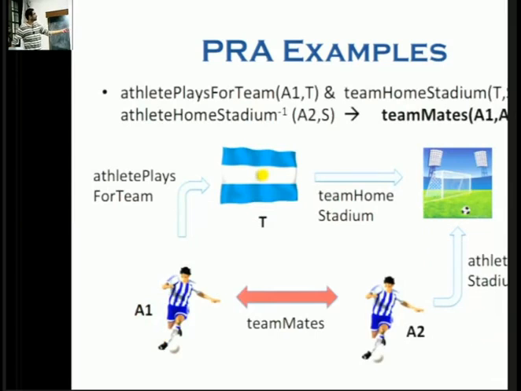These rules can be much more complex, as in you might have a longer path to infer one particular relation, right? So this one says that if there is some athlete who is playing for some team T, the team's home stadium is S, and there is some other athlete whose home stadium is also S, there are high chances that both of these guys are teammates, right? You would have to manually find such patterns in a graph, and many times humans will miss such patterns, but machines just tend to grasp these things. Any doubts?